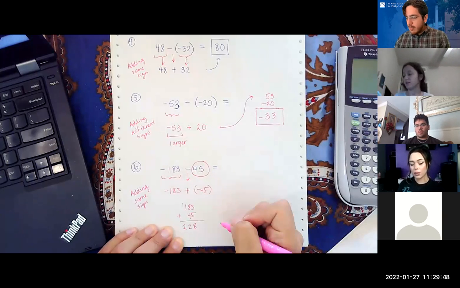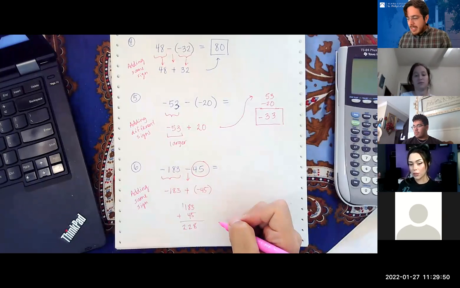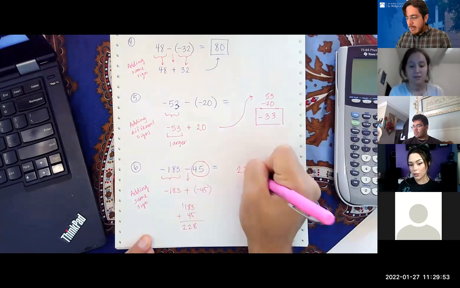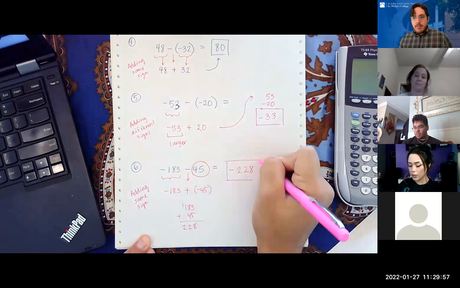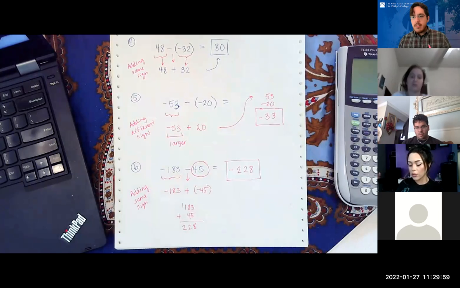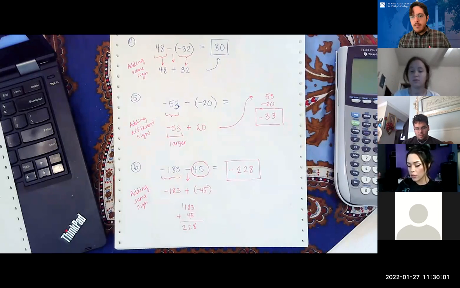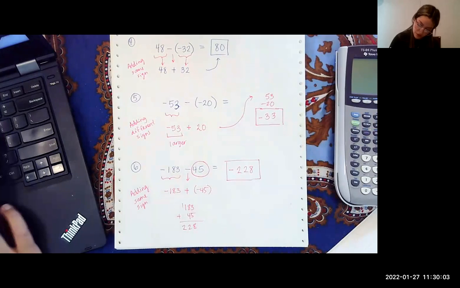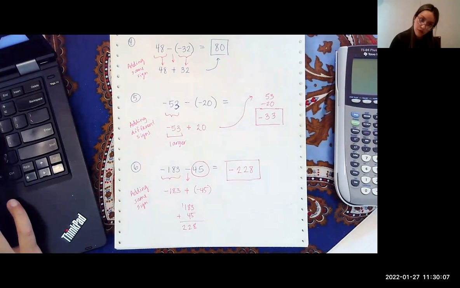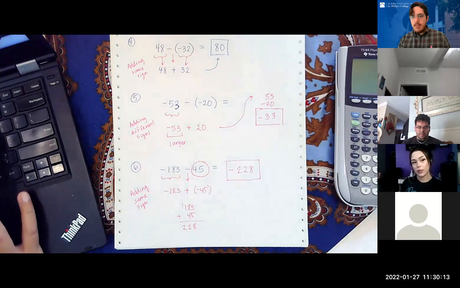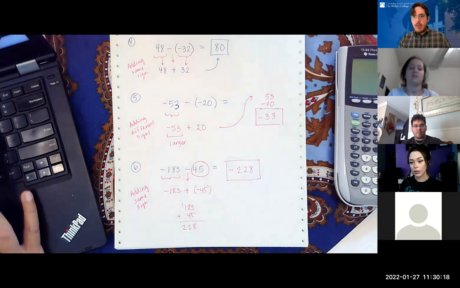So I should be getting 228 as my answer, but because these are both negative, then I need to keep that common sign.